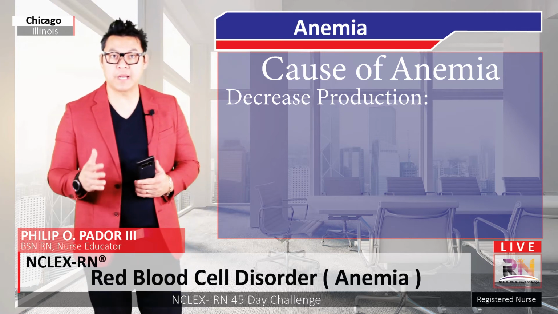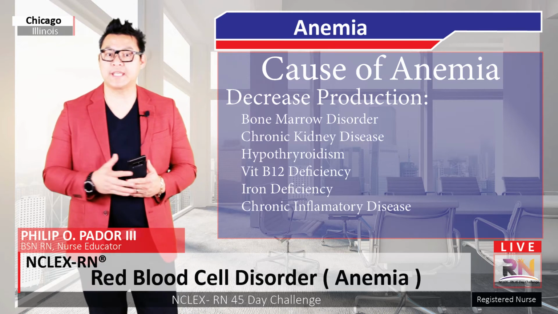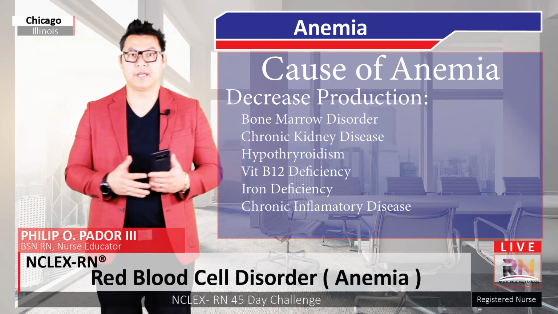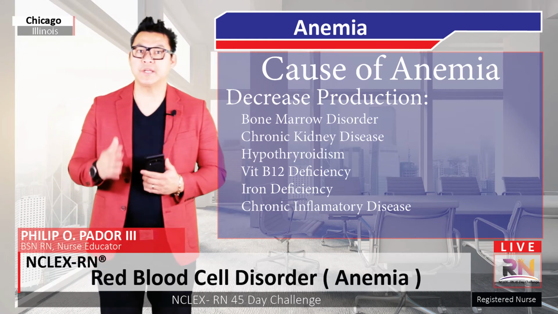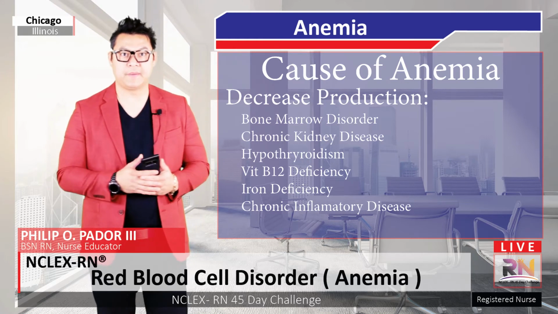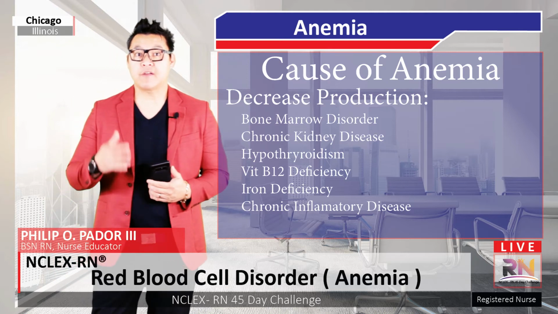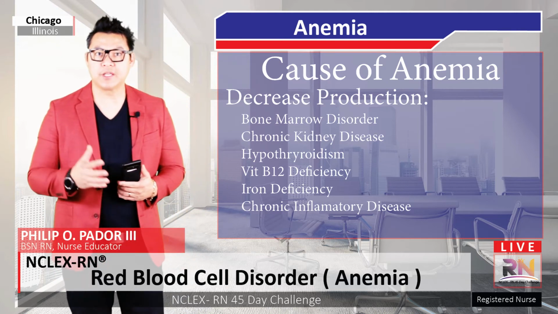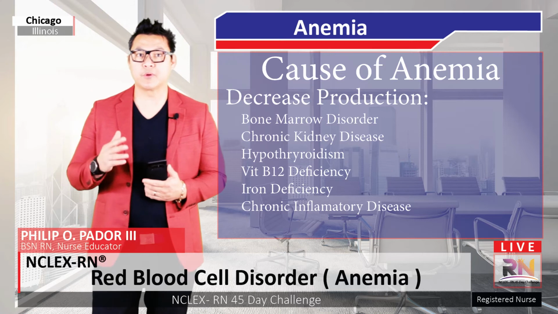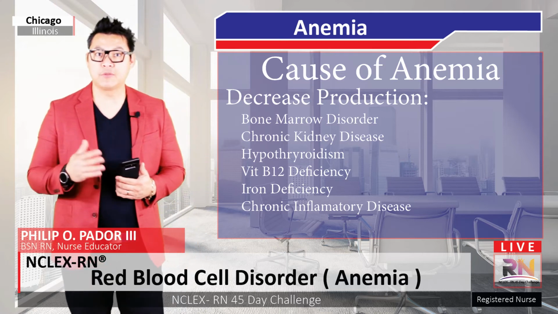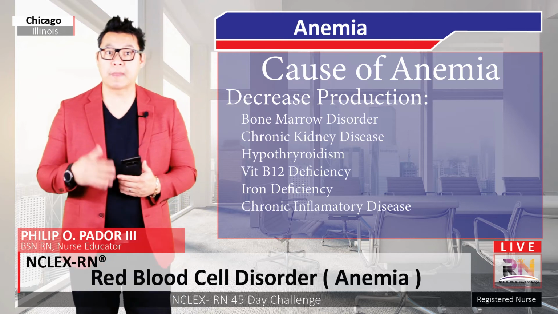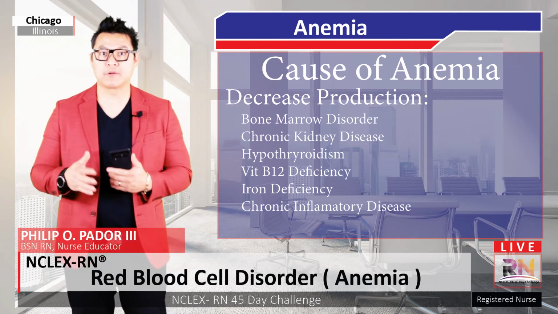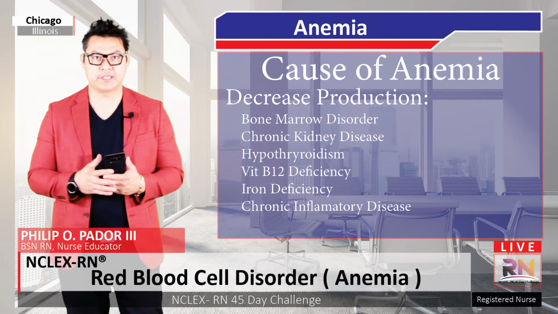Examples include bone marrow disorders such as aplastic anemia, because remember, red blood cells are formed from the bone marrow. Chronic kidney disease can also cause anemia, because when you have chronic kidney disease or kidney failure, you're reducing erythropoietin production and therefore reducing erythropoiesis. Hypothyroidism, because remember, thyroid hormones play a role in stimulating erythropoiesis.